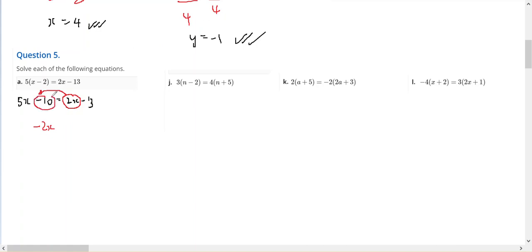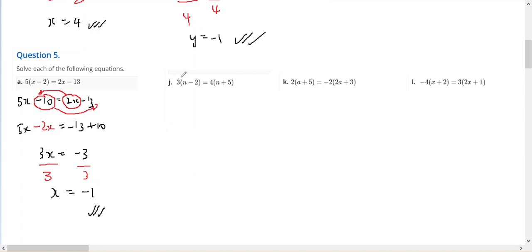And I'm going to move the minus 10 from the left-hand side to the right-hand side, and I'd end up with 5x minus 2x equals minus 13 plus 10. So the subtraction of the 10 on the left becomes an addition of 10 on the right, and the addition of 2x on the right became a subtraction. So it's 3x equals -3. Divide both sides by 3. And that leaves me with x equals -1.